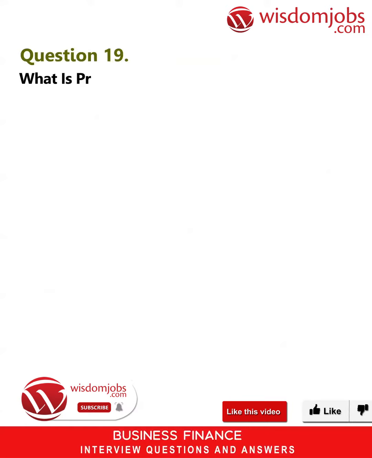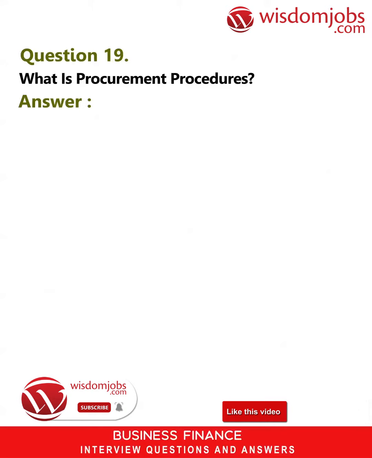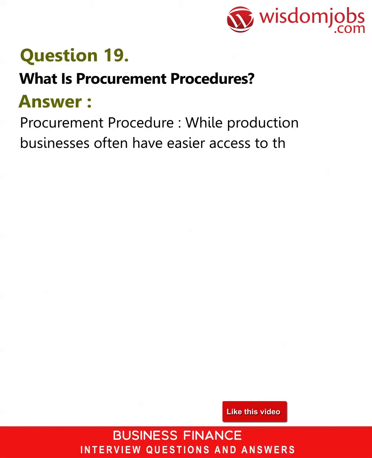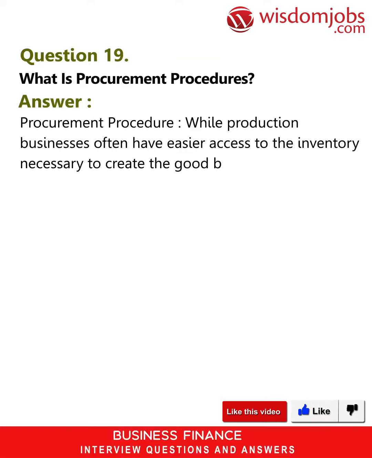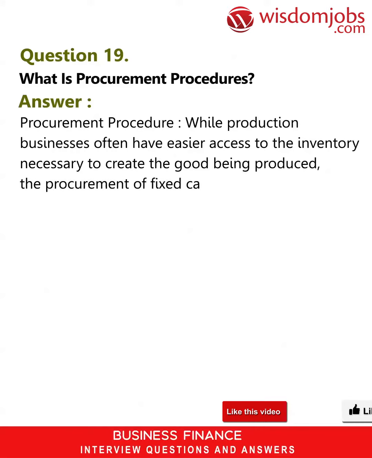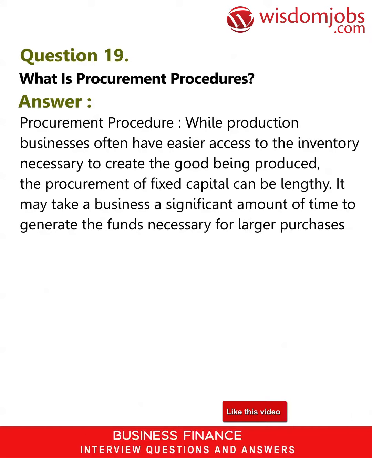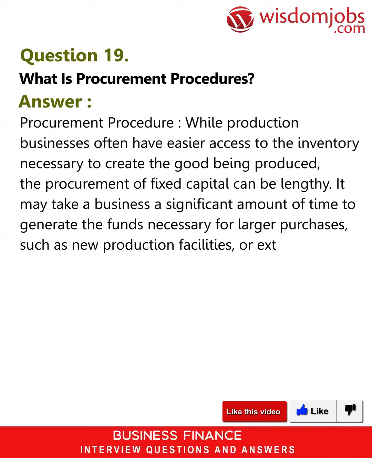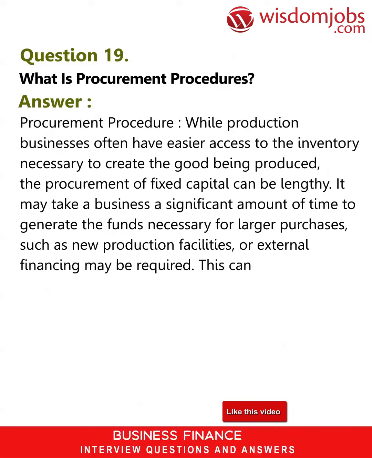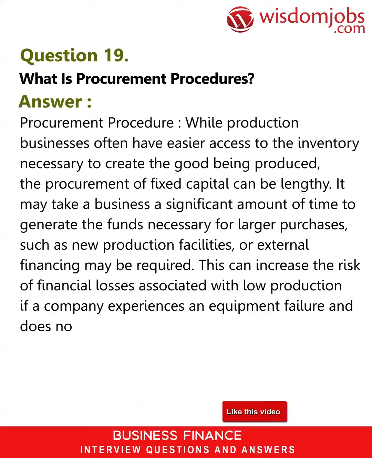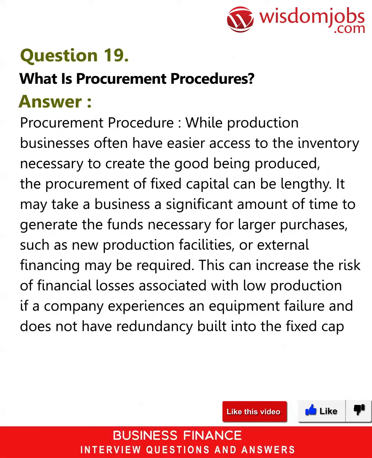Question 19. What are procurement procedures? Answer. Procurement procedure. While production businesses often have easier access to the inventory necessary to create the good being produced, the procurement of fixed capital can be lengthy. It may take a business a significant amount of time to generate the funds necessary for larger purchases, such as new production facilities, or external financing may be required. This can increase the risk of financial losses associated with low production if a company experiences an equipment failure and does not have redundancy built into the fixed capital assets.